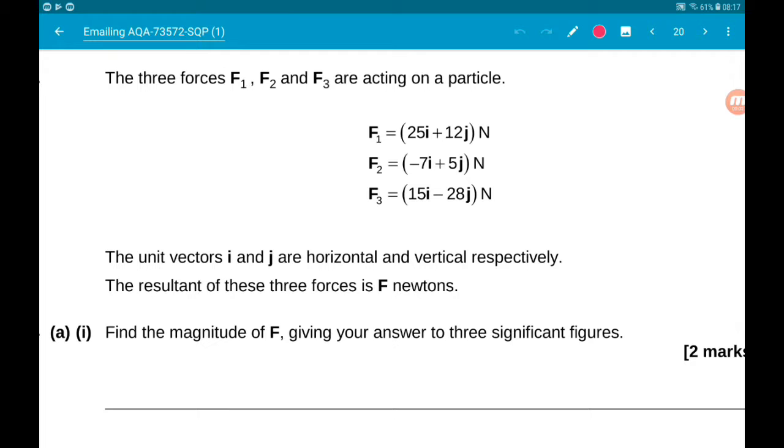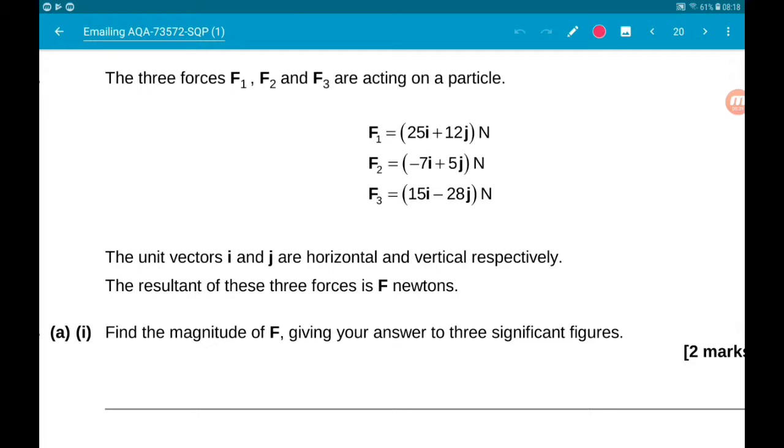Okay, question 13. The three forces F1, F2 and F3 are acting on a particle. So we got our three forces here. They're in vector form. So we're told that i and j are horizontal and vertical, respectively. The resultant of the three forces is F newtons. Part A wants us to find the magnitude of F to three significant figures.